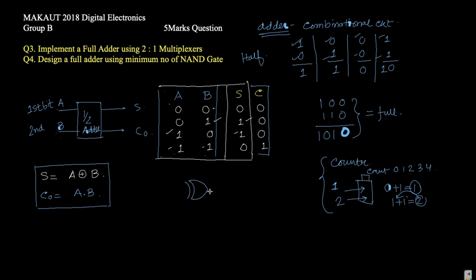So A and B are input. This is your XOR gate. This is your A. This is your B. A and B is there. Then you can get A XOR B. That is nothing but the S.